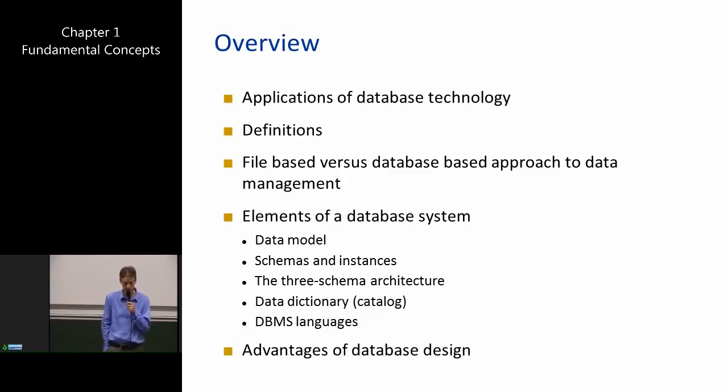Those elements are a data model, schemes and instances, the three-scheme architecture. We're going to talk about the crucial role of a data dictionary or a catalog, and we're going to discuss some DBMS languages. We're going to briefly touch upon SQL, which is a very important database language that we're going to discuss very extensively later on. We're going to conclude the chapter by discussing some of the advantages of database design.